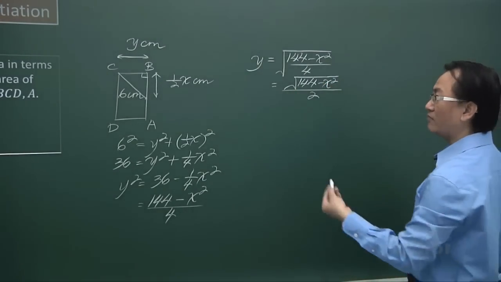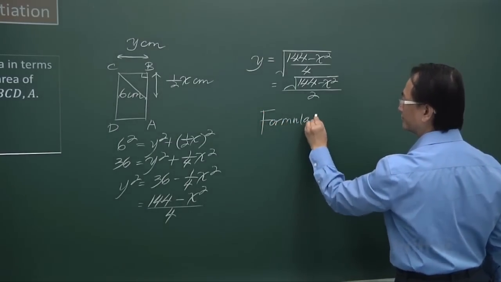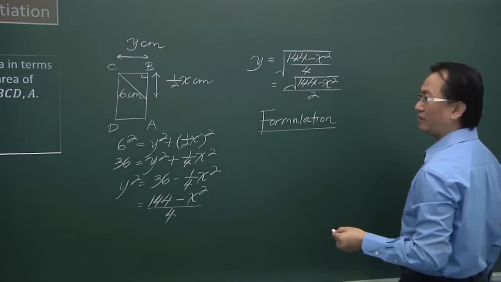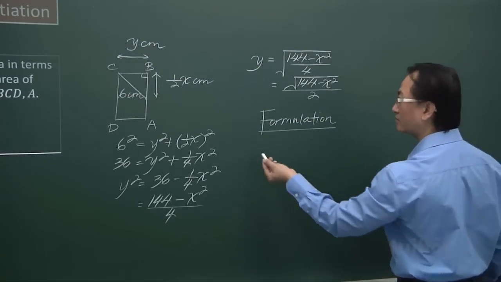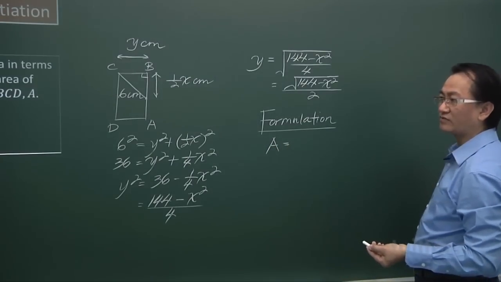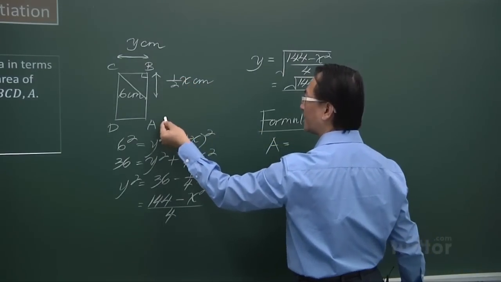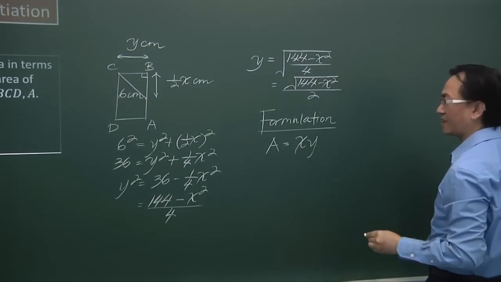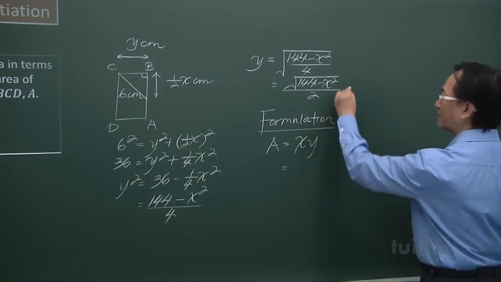So next is to embark on the formulation. And bear in mind, in the area formula, we will have only x in the expression. So A, in this case, we're talking about the area of the rectangle. We have the length, which is x cm, and the breadth y cm. So the area is simply just x times y. So in this case, the y is to be replaced by this expression.